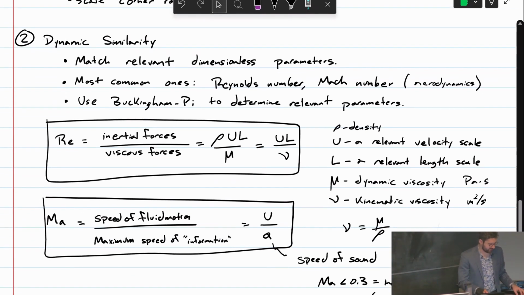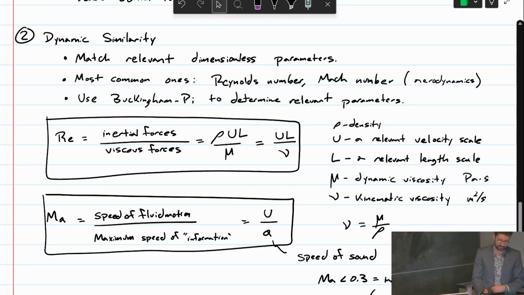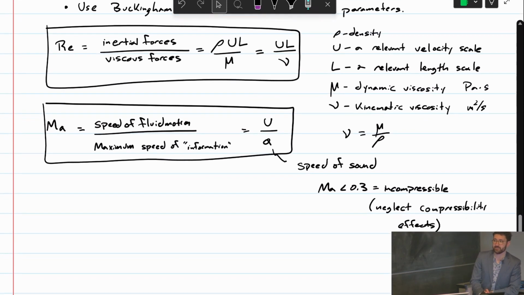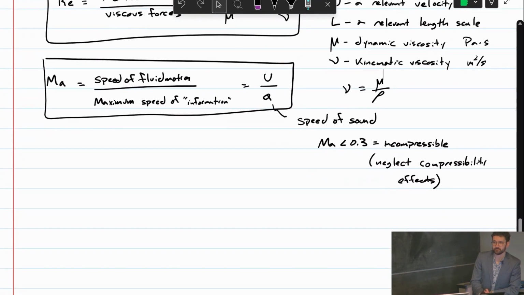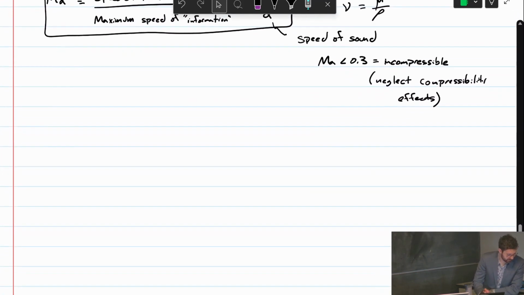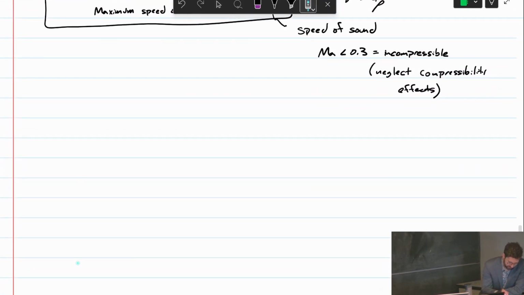I'm going to do a numerical example now because we've just talked very generally about this. Any questions? Okay. So let's do an example. Let's do an example from the realm of Formula One.